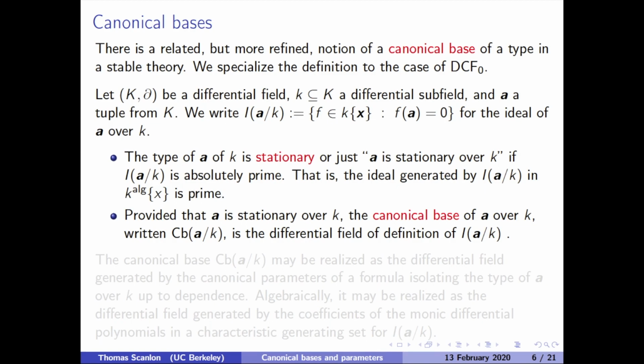Now here's the definition of the canonical base. The canonical base of my tuple A over a subfield K is the differential field of definition of its ideal. Okay. So now you might ask, why does that exist? And you should ask why that exists. It's a non-trivial fact that this exists, but it does. It's a consequence of the fact that you need to prove that ideals of definition or fields of definition exist for ideals in algebraically closed fields, and you can reduce to that using elimination of imaginaries. I mean, there's a bit of work to be done here, but it exists.